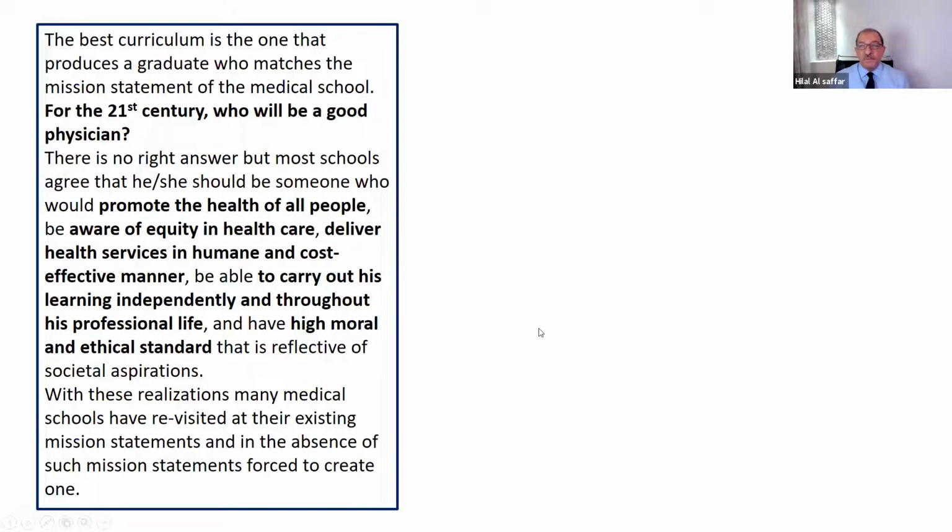Now, what would be the best curriculum for the 21st century? This question is difficult to answer, but probably it will promote health of all people. They will be aware of the quality of health and equity of healthcare, deliver health services in a human and cost-effective manner, carry out this learning independently throughout their professional life, and have high moral and ethical standards.